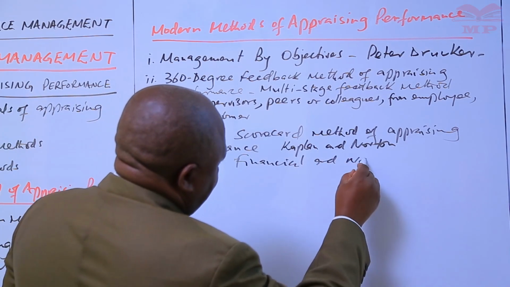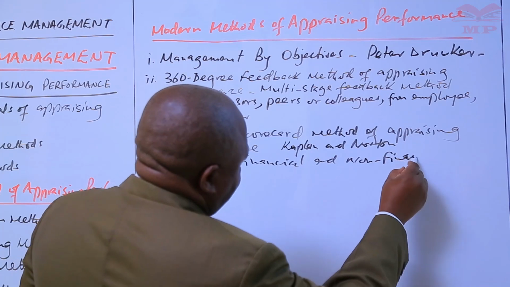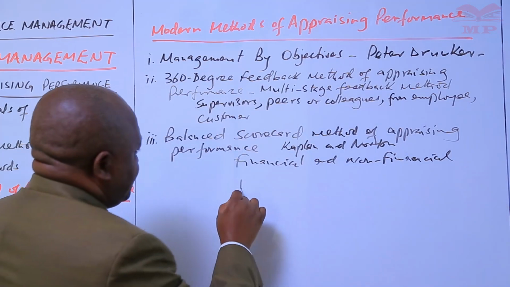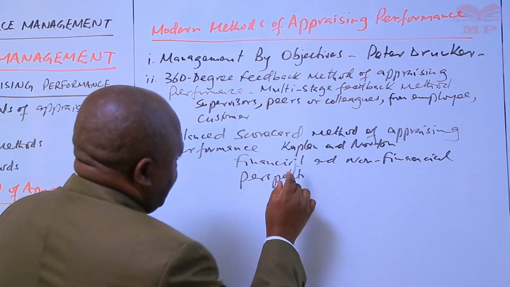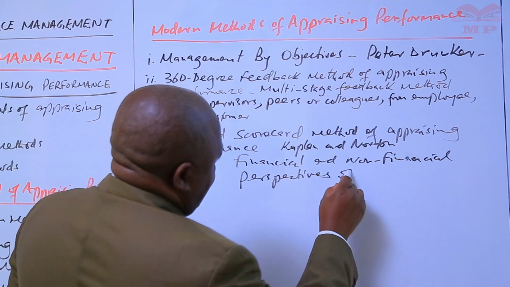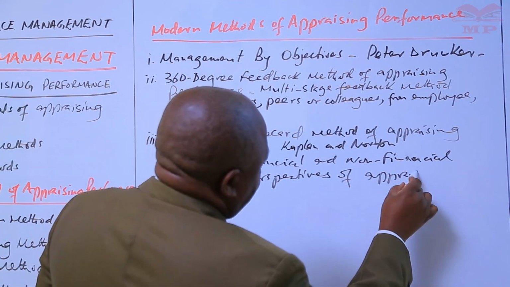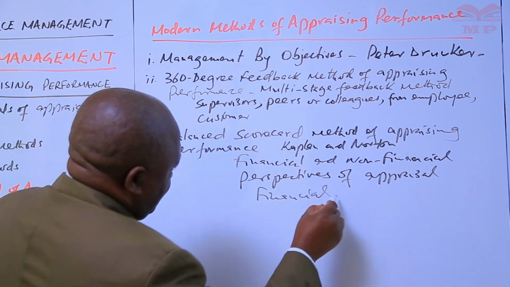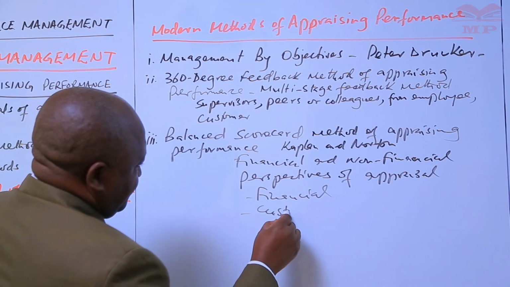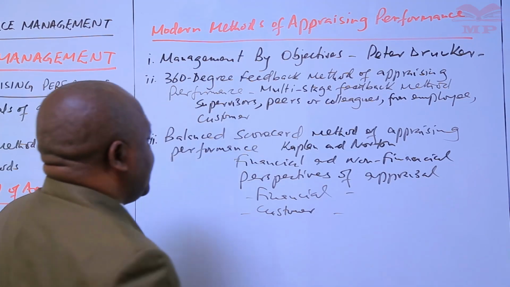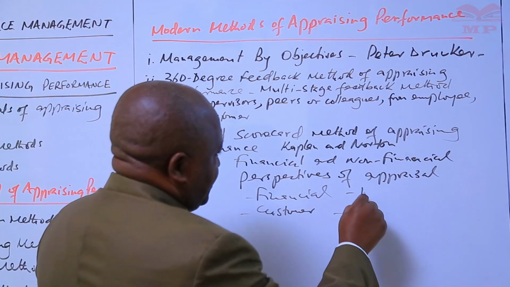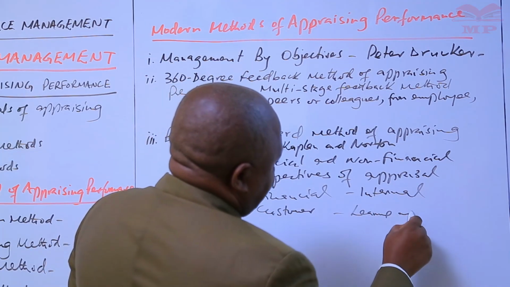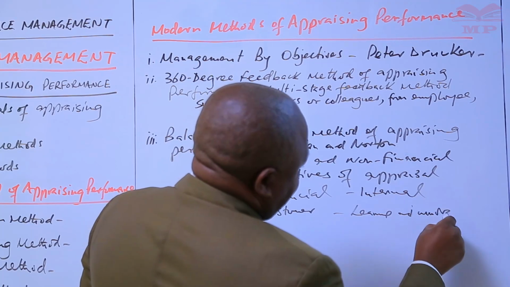So the most important and crucial aspect is that this balanced scorecard appraisal of performance looks at financial and non-financial perspectives of appraisal, so that you are looking at the financial, the customer perspective, the internal perspective, and the learning and innovation perspective.